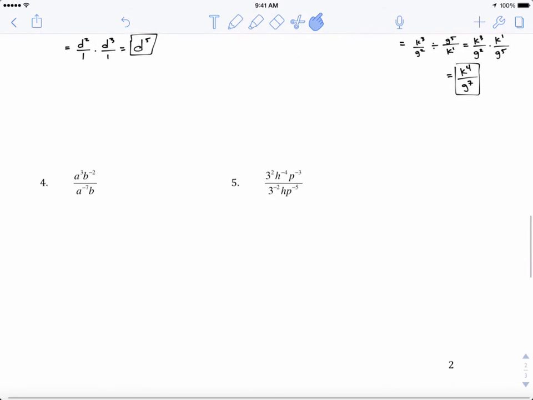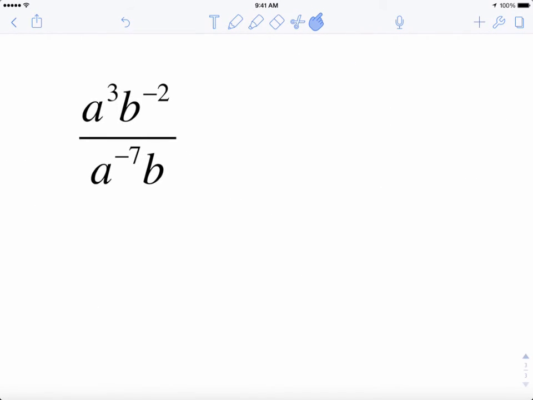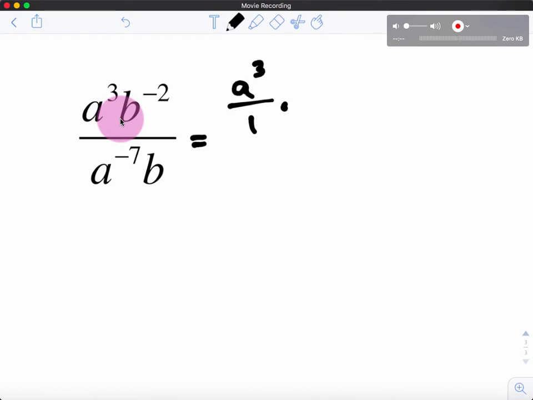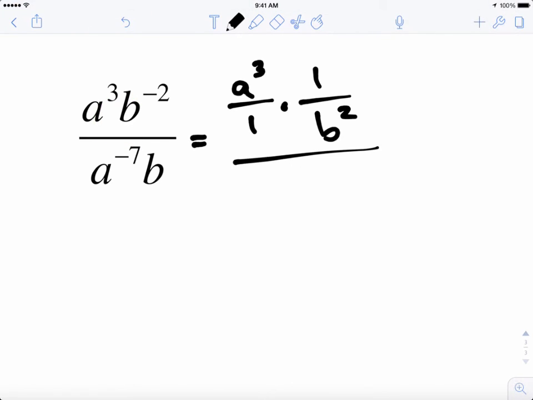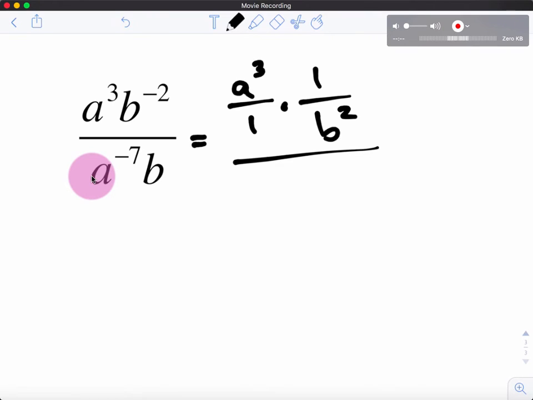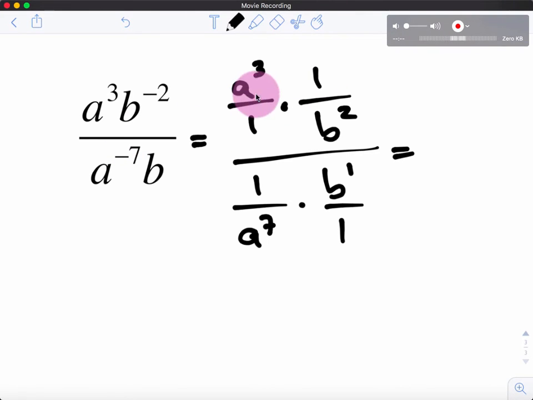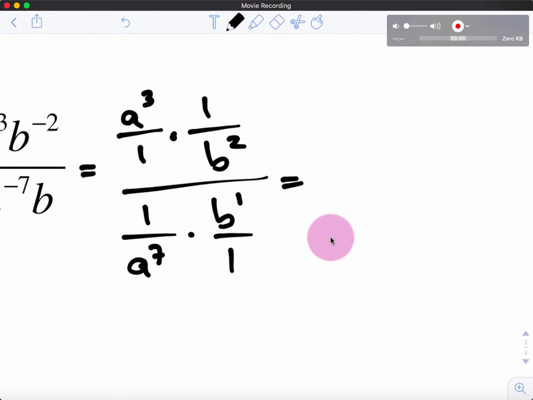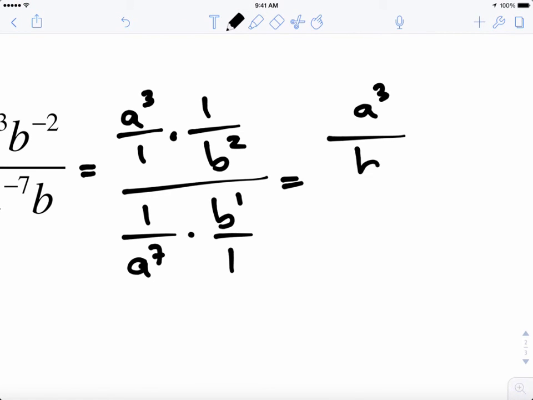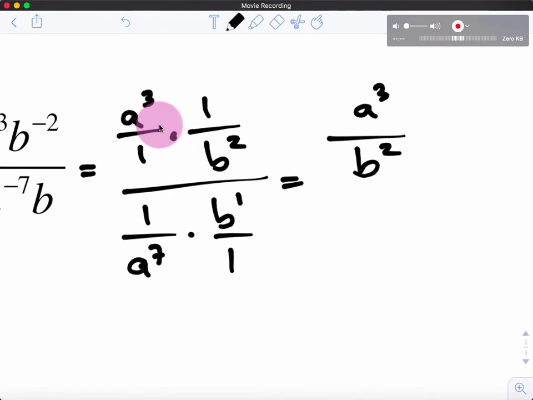All right, so a very similar example going on right here. So I'm going to write our numerator as a to the third over 1 multiplied by, well, b to the negative second is 1 over b to the second. Our denominator, I'm going to write this as 1 over a to the seventh times just b to the first over 1. I'm going to simplify and clean up our numerator and also our denominator. Our numerator I will write as just a to the third over b to the second, right? That's what we get when we multiply these two fractions together. Our denominator will be b to the first over a to the seventh, which is what we get when we multiply these two fractions together.